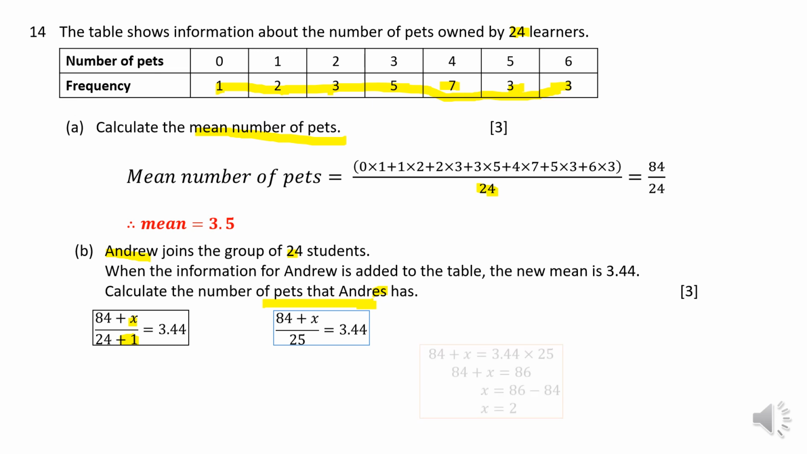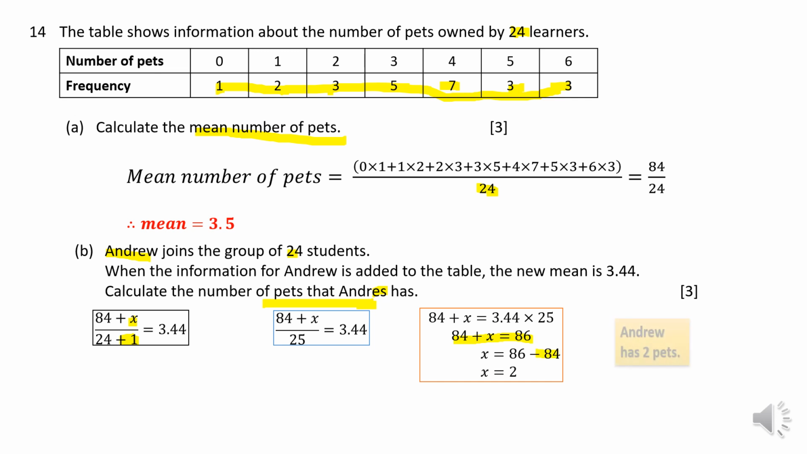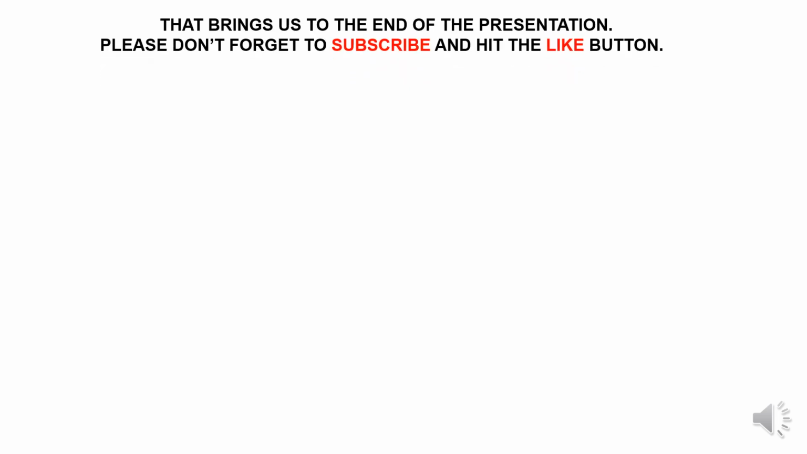From here you can cross multiply, and this is what you end up with. Then you simply subtract the 84. And now you know that Andrew has two pets. This brings me to the end of this presentation.